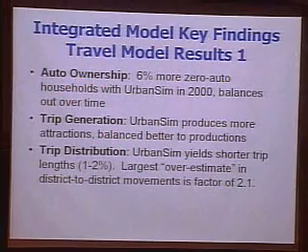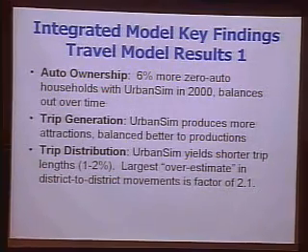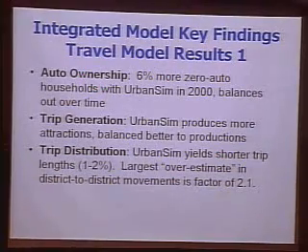How it affected the travel model is as follows. Auto ownership: we have more zero auto households with UrbanSim, although as I ran it over time, it sort of balanced out. In trip generation, UrbanSim produces more attractions and it's better balanced to productions initially. You wind up in the net with more trips generated, a little bit, not a whole lot.